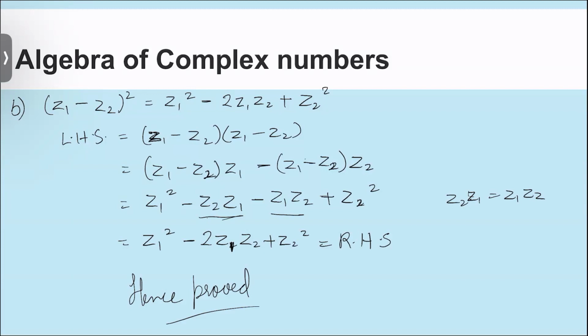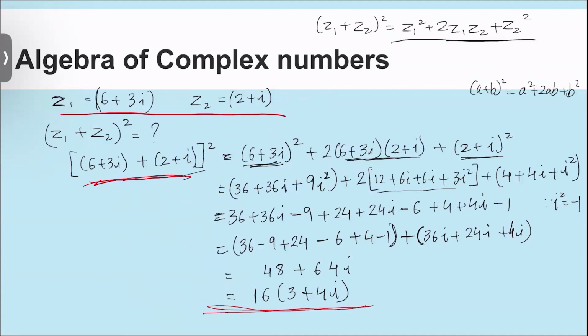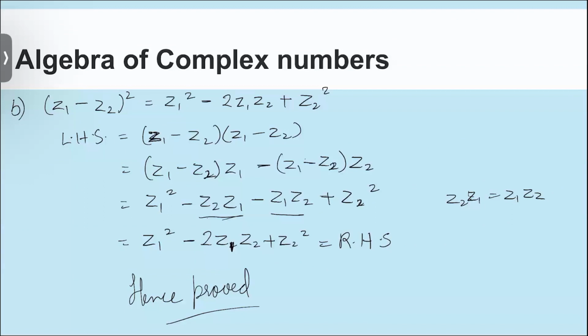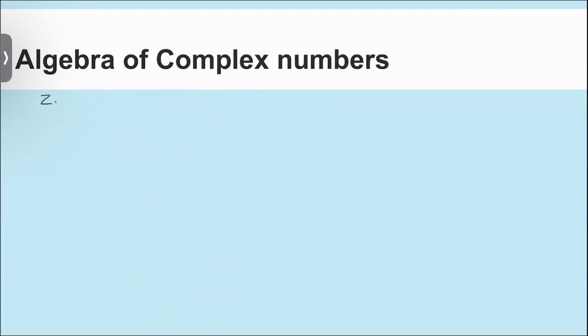So now let's see an example. We'll try to solve the similar example that we took, where z1 is 6 plus 3i and z2 is 2 plus i. We will see what answer we get if we apply this identity. So again, z1 is equal to 6 plus 3i, z2 is equal to 2 plus i. We want to know what is z1 minus z2 the whole square.